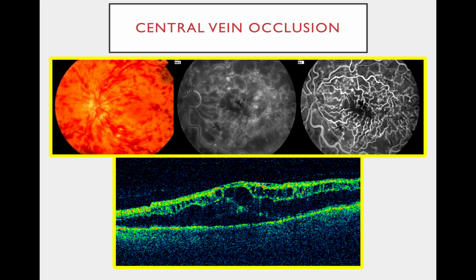Central vein occlusion has a very similar appearance, however, tends to be much more severe because it's involving the largest vein in the eye. You see much more blood. Some people describe this as the blood and thunder appearance. I always love that phrase. And the fluorescein angiogram shows much more ischemia. There's much less perfusion, and the OCT shows much more diffuse edema, that is edema that's involving larger portions of the retina.